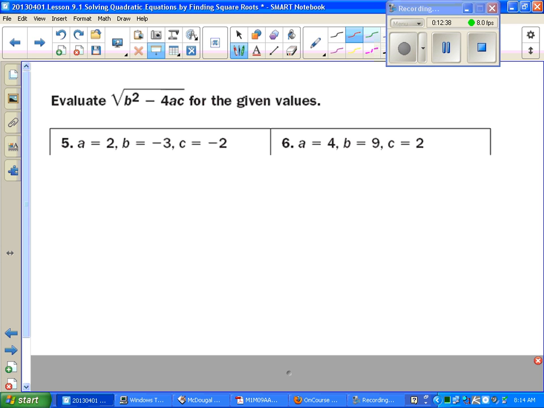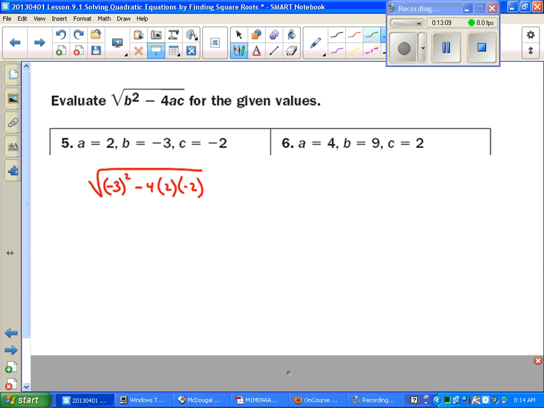For this checkpoint here, it says evaluate the square root of b squared minus 4ac, and then they give you 2 sets of values for it. So you'd plug it in would be your first step. The square root, b's value is negative 3. Now, when you plug it in, this is where it's going to make a little difference. Anytime you plug something in, you plug it in as if it were inside parentheses. So negative 3 squared minus 4 times a's value, which is 2, times c's value, which is negative 2.